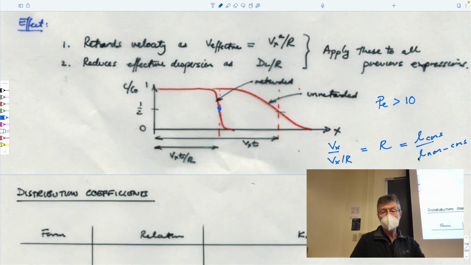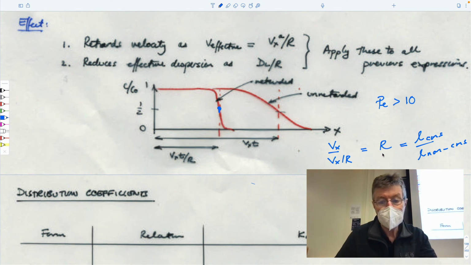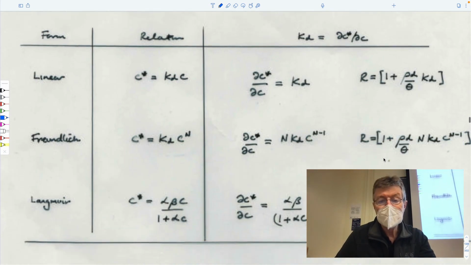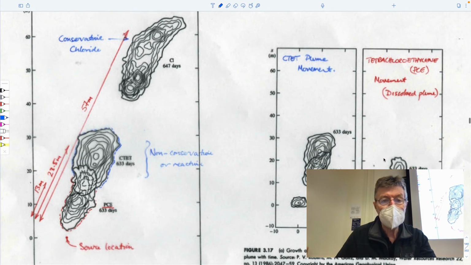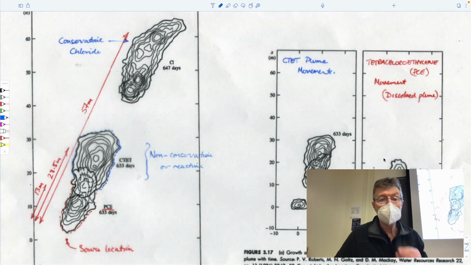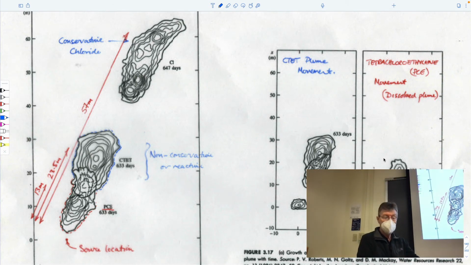It's gone 20 meters. The non-conservative plume's gone 10 meters, so the retardation is a factor of 2. Quite a rational behavior. So what we could do is we could do that to try and figure out what the magnitudes of dispersion were in the field in reality.